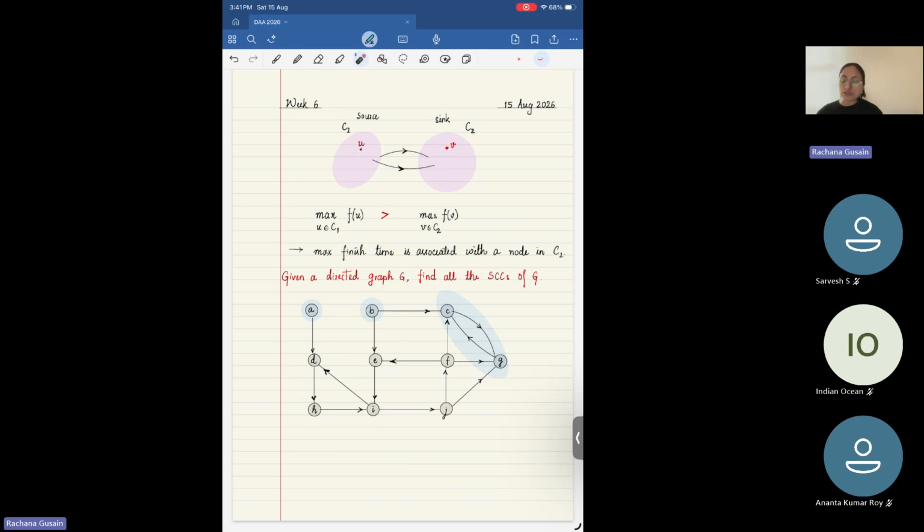D, H, and I is strongly connected. This part is also strongly connected. I is common to both, which means I must be able to reach from any vertex here to any vertex here in both directions. For instance, if I want to go from D to J, I'll go via D to H, H to I to J. And if I want to go from J to D, I'll go from J to F, F to E to I, and I to D. So this is true for every pair of vertices in this subgraph, and therefore these vertices together must form a separate strongly connected component. That's the final strongly connected component we have in this graph.